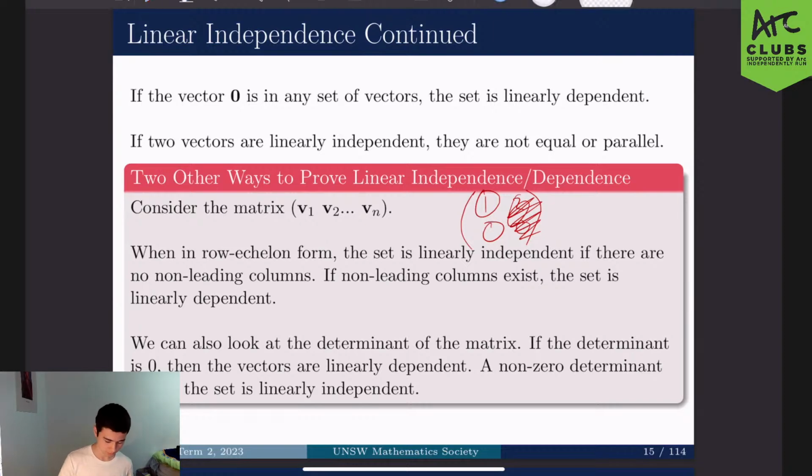All right. So, did I miss anything? I think we're pretty happy with this, okay? We can also look at the determinant of a matrix, okay?